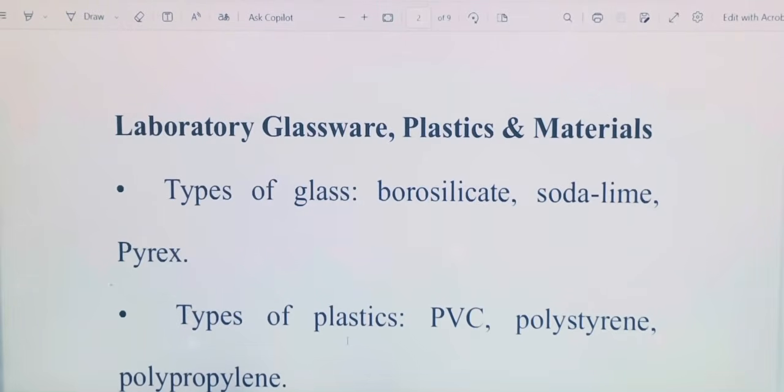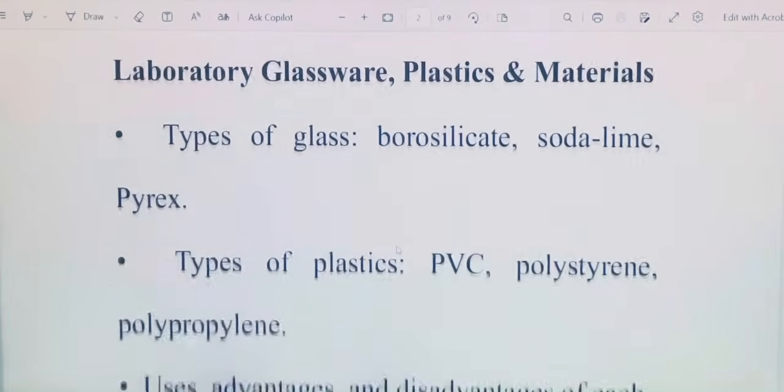So laboratory glassware, plastics, and materials. Now, of course, we have to look at the types of glass. We have borosilicate, soda lime, and Pyrex. Look at the differences between borosilicate glass and soda lime glass, and check what Pyrex is all about. You can make reference to that video as well, and of course you can also send a DM for the complete PDF containing all the 350 revision questions and exercises in the course.